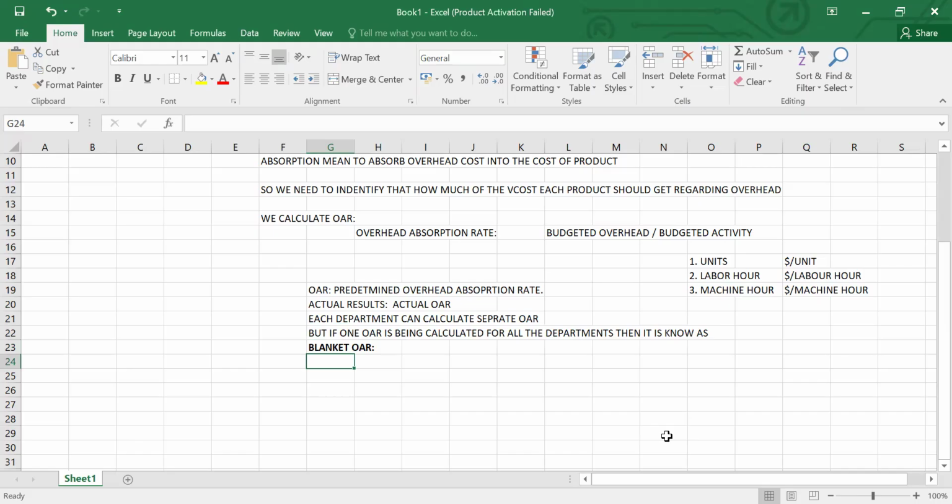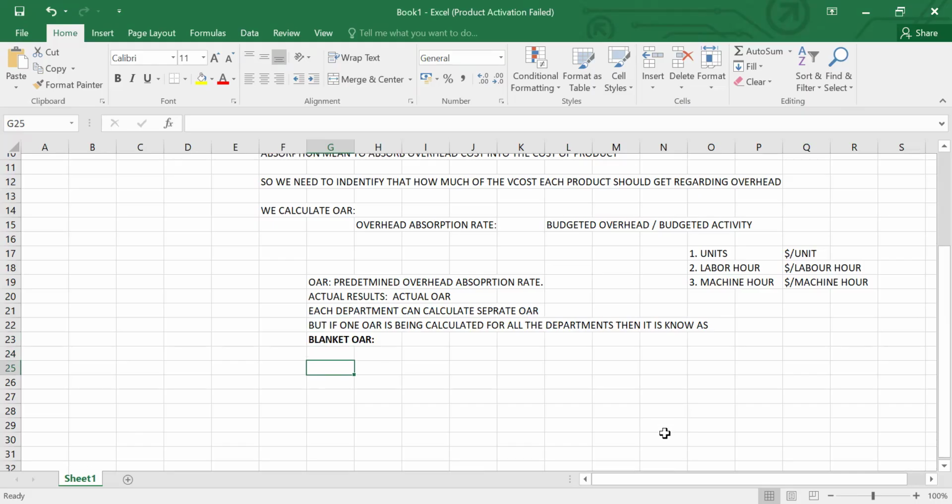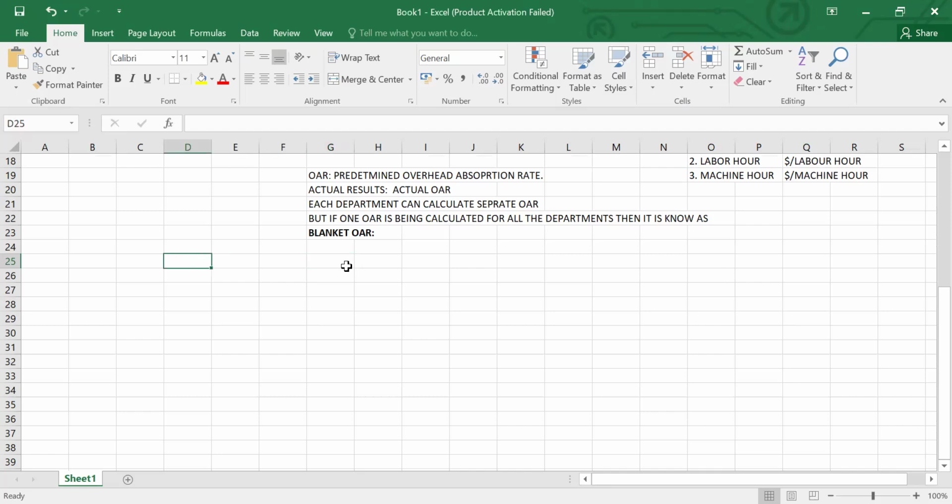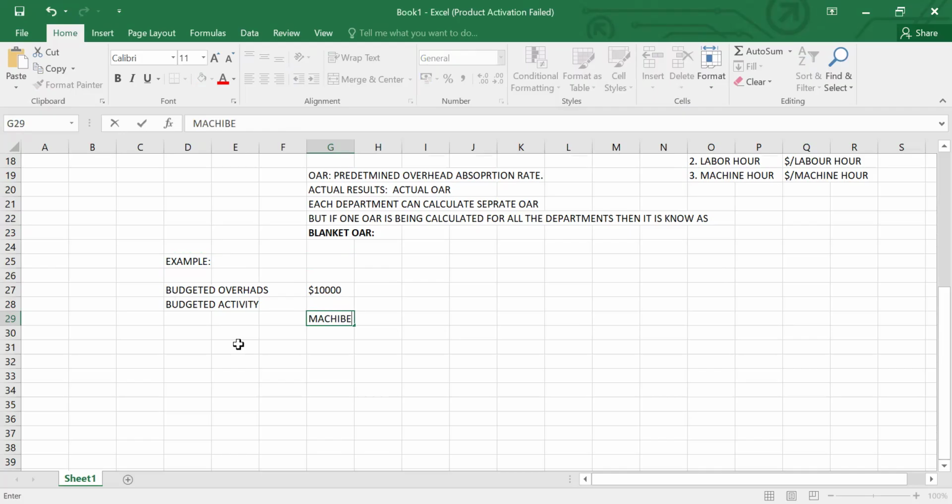Blanket OAR is when all the departments use the same OAR. If they're using different OARs, then those will be departmental OARs. Now, let me give you a basic example in order to calculate OAR. The budgeted activity in this case is machine hours, and let's say machine hours are 400.